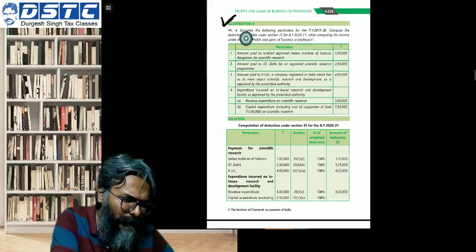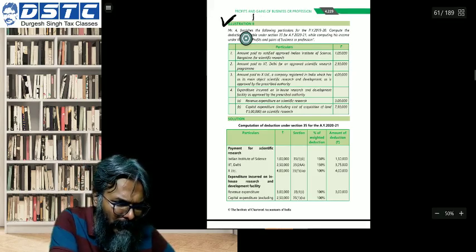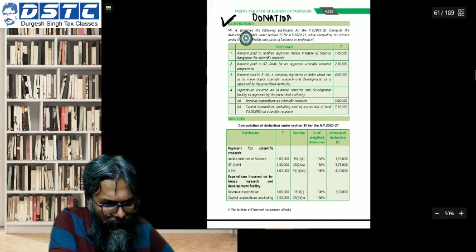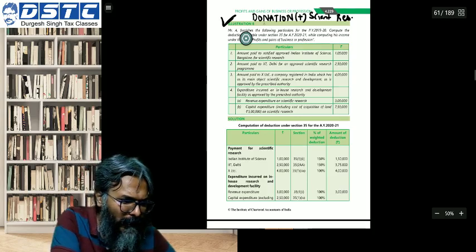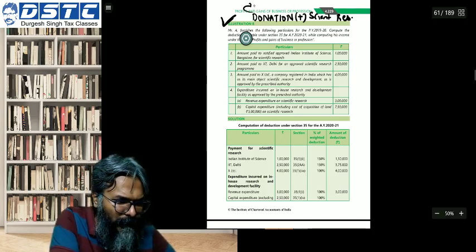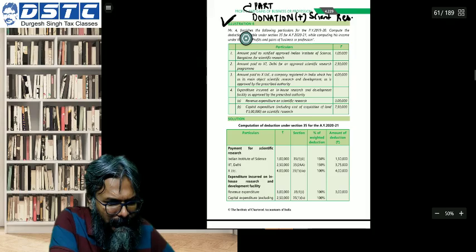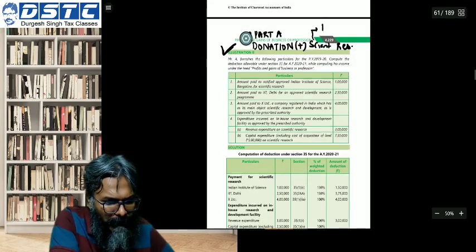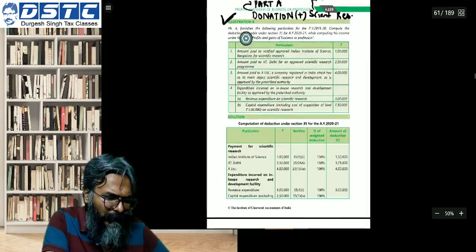No, this is a good question because this is about a donation plus scientific research. This illustration number 8 is about donation plus the research plus the scientific research. This is there in your module, students, 4.229, for donation, which was your part A, and scientific research, which is your part B. Let's quickly run through this.